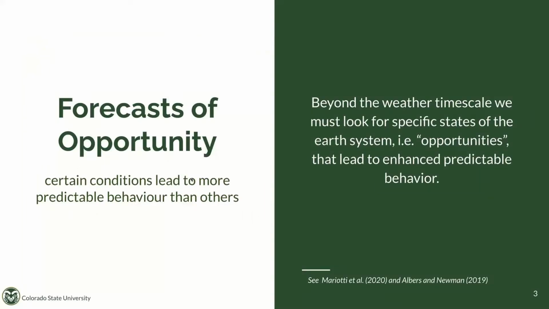So to help improve subseasonal timescale prediction, we can look towards forecasts of opportunity. Forecast of opportunity is this idea that certain conditions can lead to more predictable behavior than others. So beyond these weather timescales where we have relatively high prediction scale, we must look for specific states of the Earth system, or these opportunities, that lead to enhanced predictable behavior. This is nicely explained in Mariotti et al. 2020, and Albers and Newman use a linear inverse model to identify forecasts of opportunities.